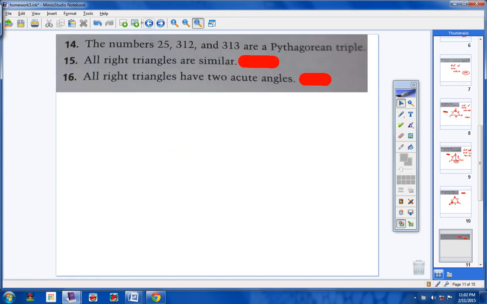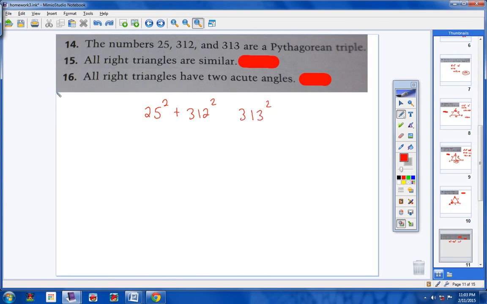Alright, numbers 14, 15, and 16. They're telling you these three numbers are a Pythagorean triple. Okay? Now, we have to say that's true, or we have to say that's false. Okay, so let's see. Let's take the two smallest sides, and let's square them and add them together. And then over here, we're going to square 313. And let's see if we get out two equal numbers, okay?